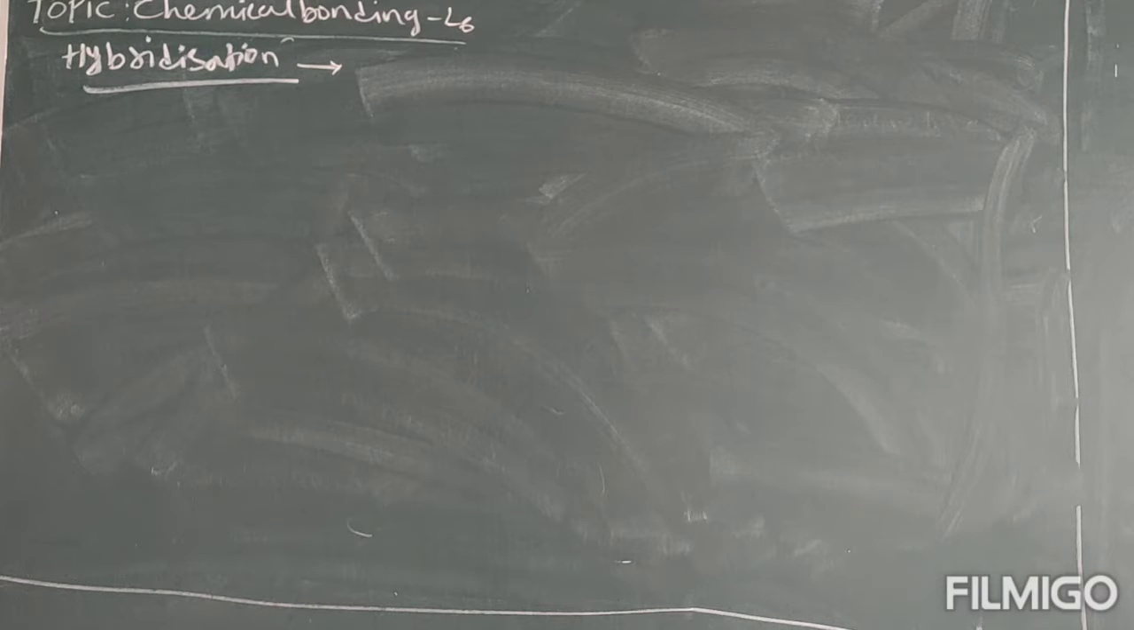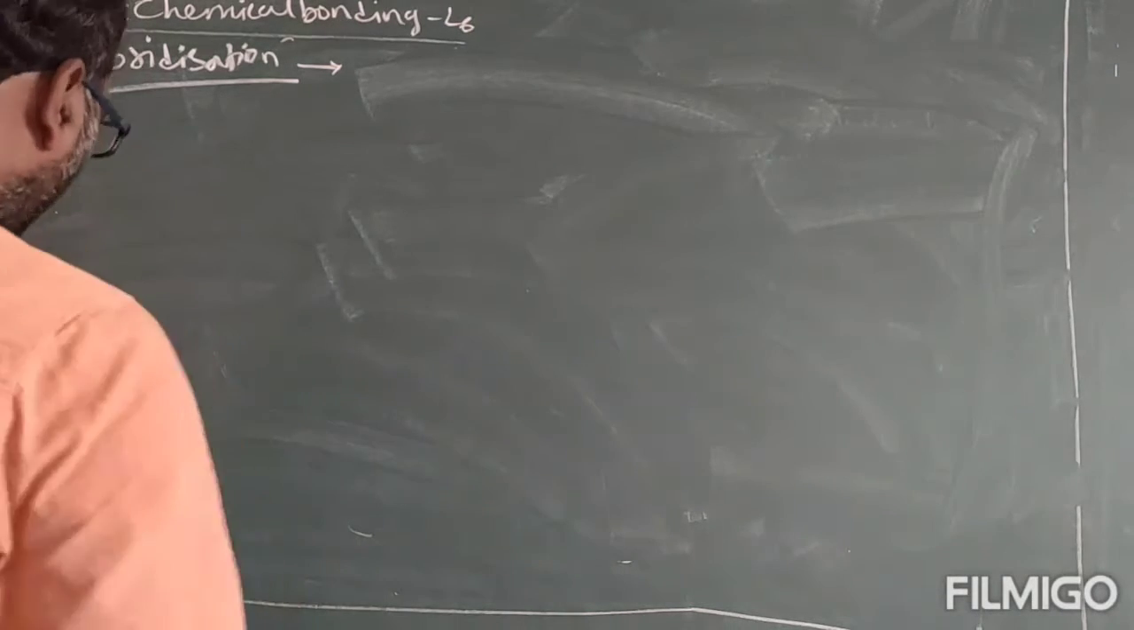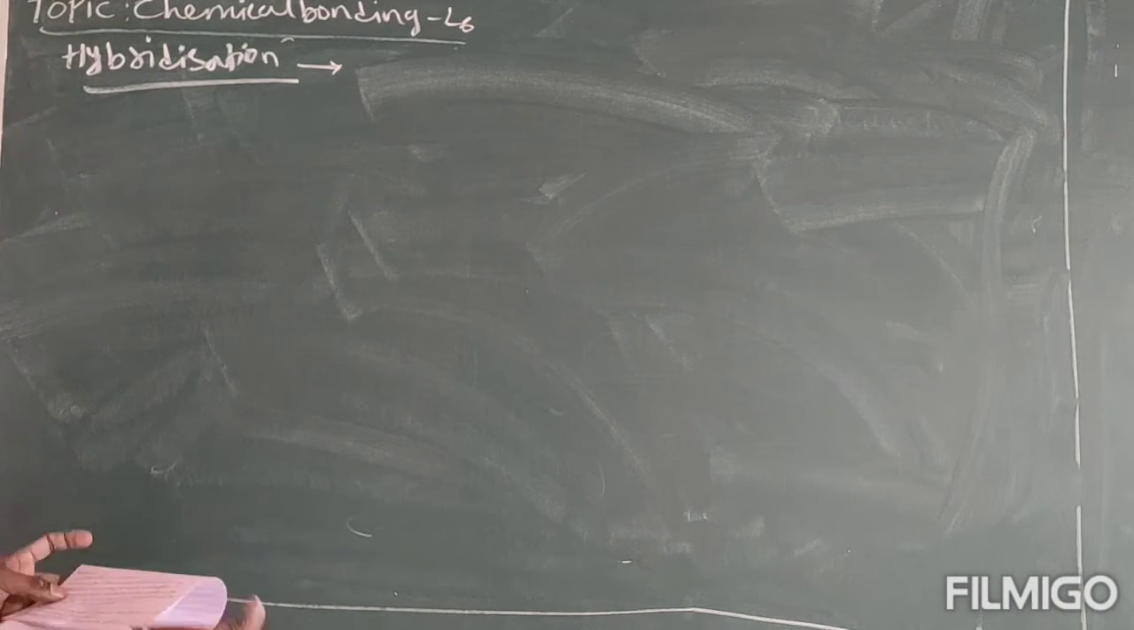Only orbitals of almost similar energy will participate in hybridization, and hybridization is only of orbitals, not of the electrons. The number of hybrid orbitals produced is equal to the number of pure orbitals mixed. So if you write these point-wise, it will be very useful to you.